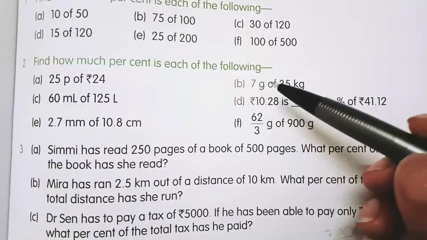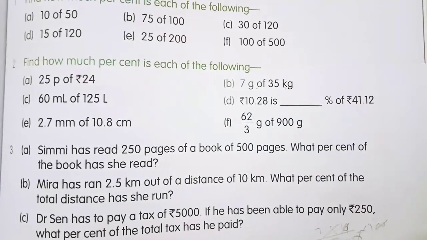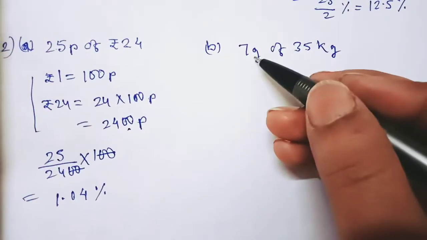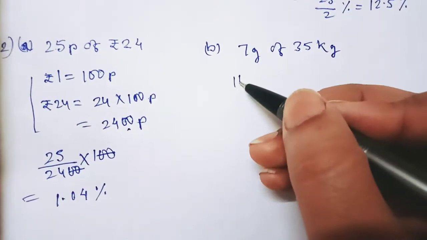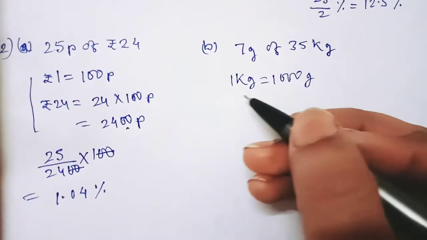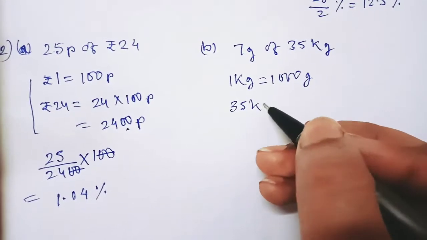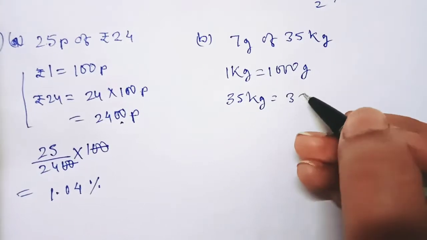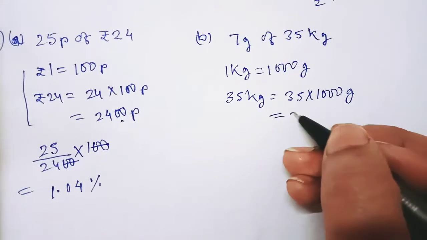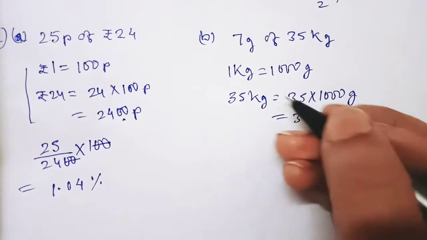Next is part B, 7 gram of 35 kg. Now here you have to convert the units again. Here gram and kg are given, and we know the relation 1 kg equals 1000 gram. So we will convert this kg into gram. 35 kg can be written as 35 into 1000, and then it is converted into gram. So 35,000 gram. Understood? Now this is in gram.